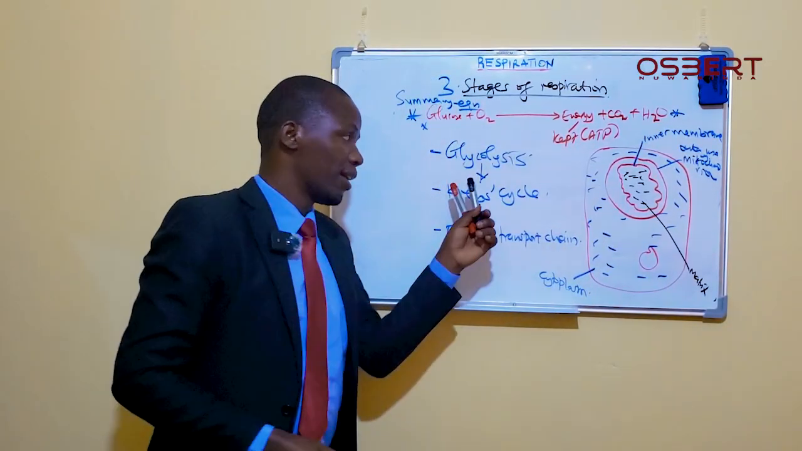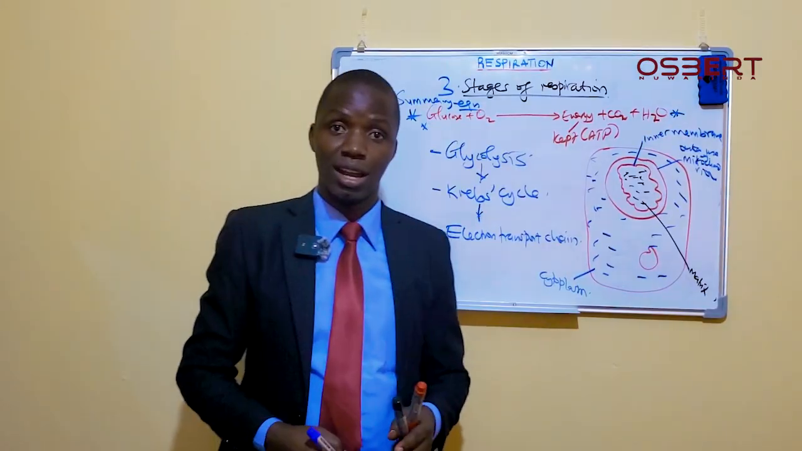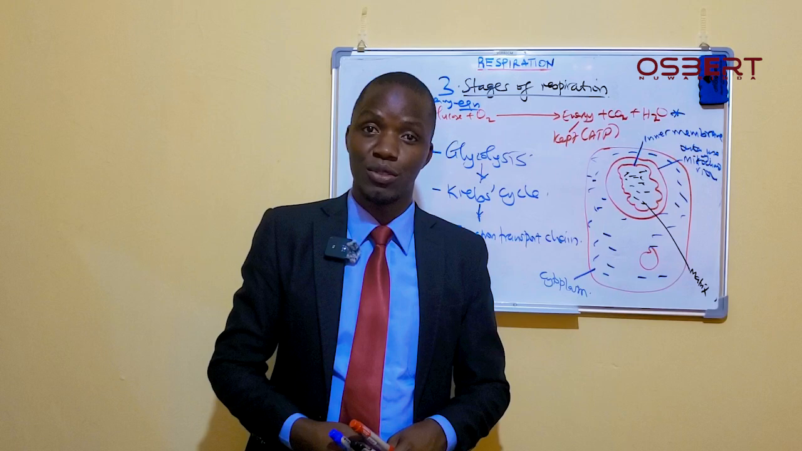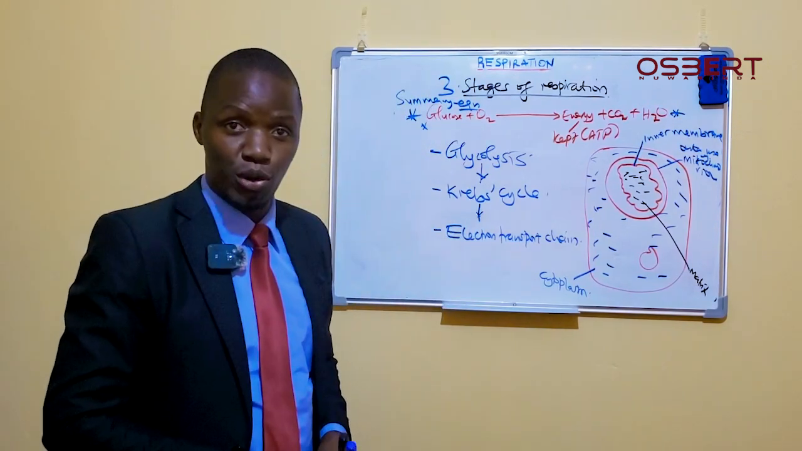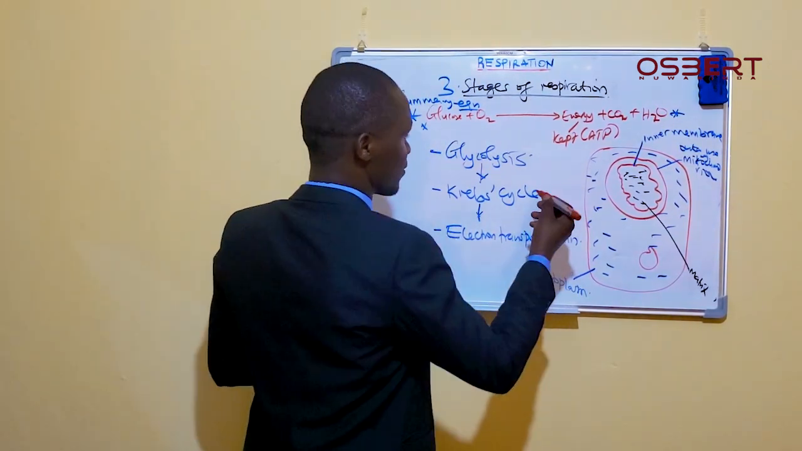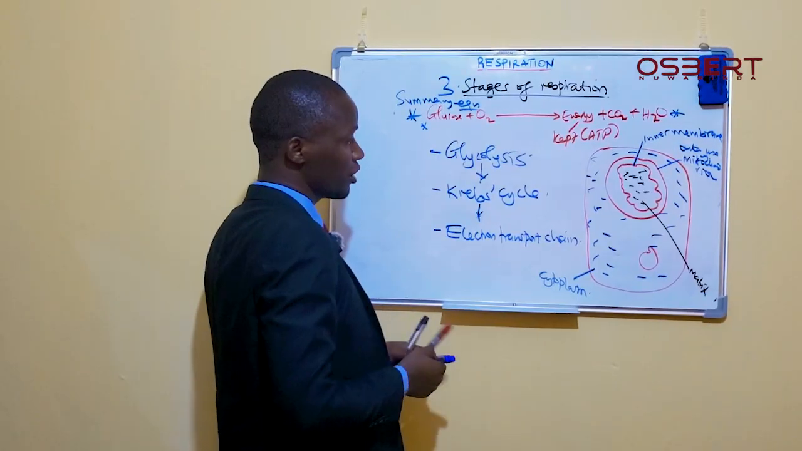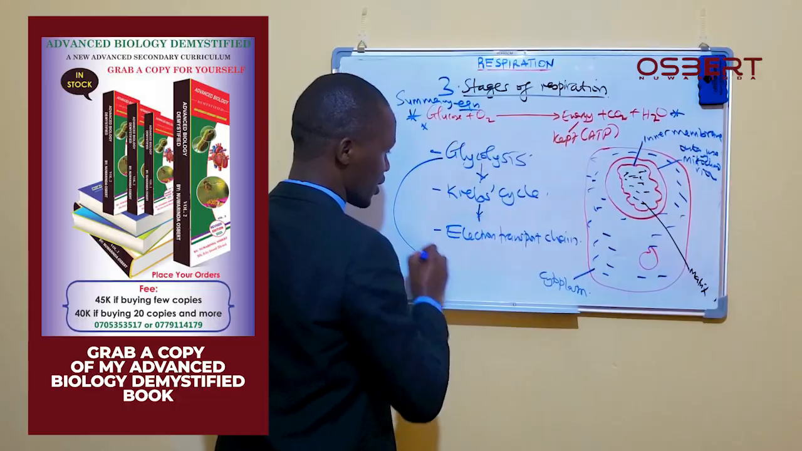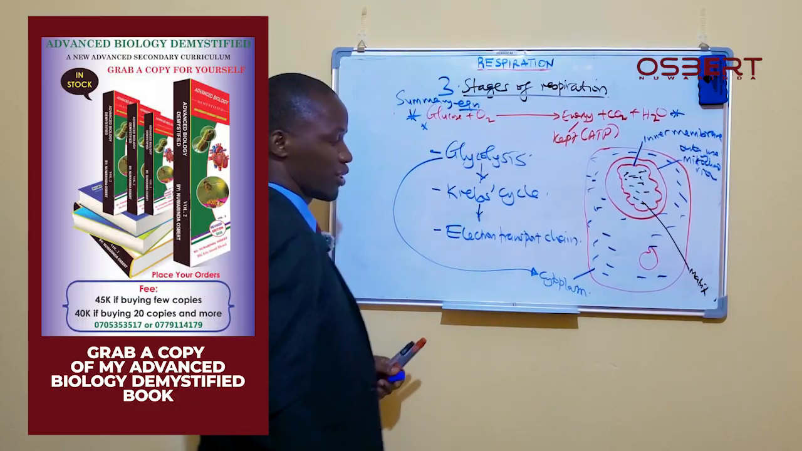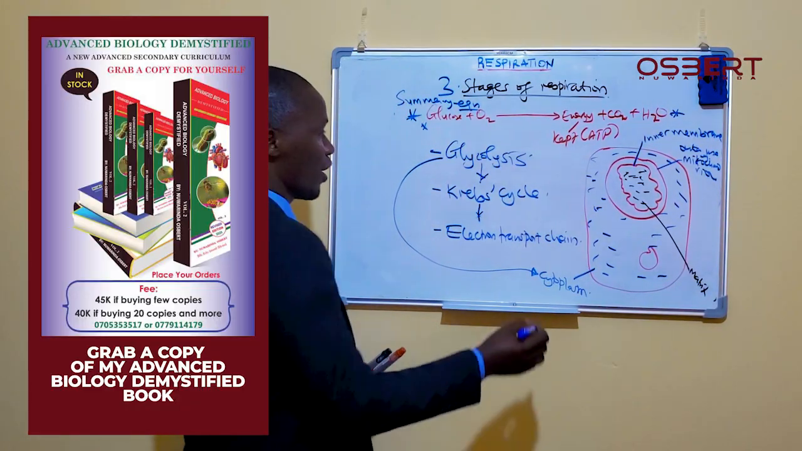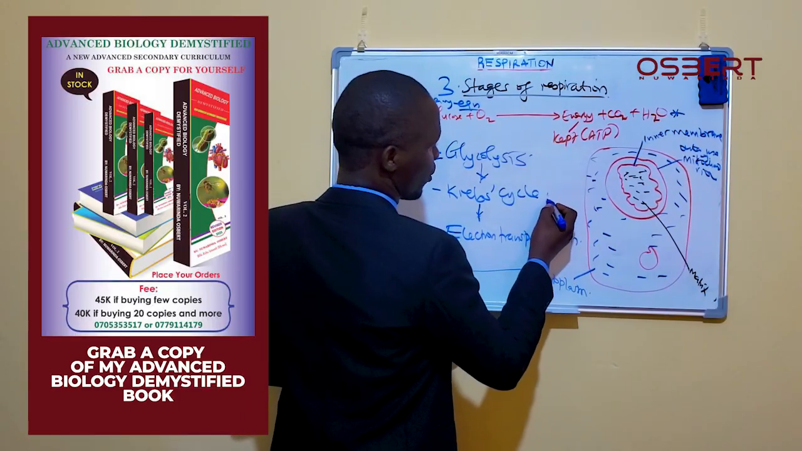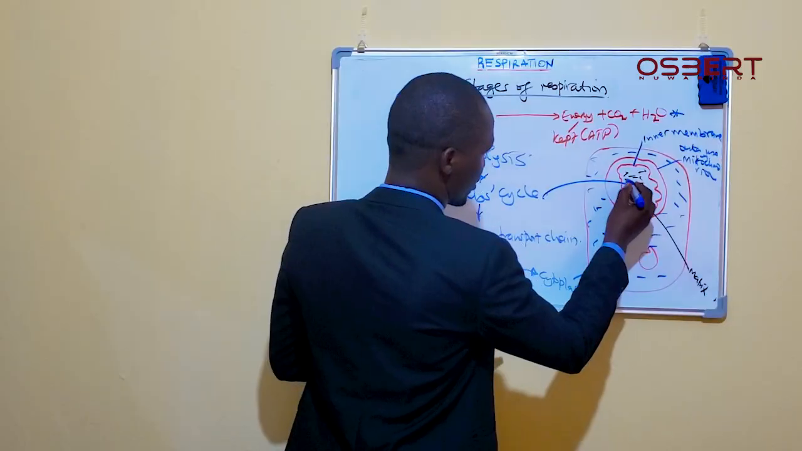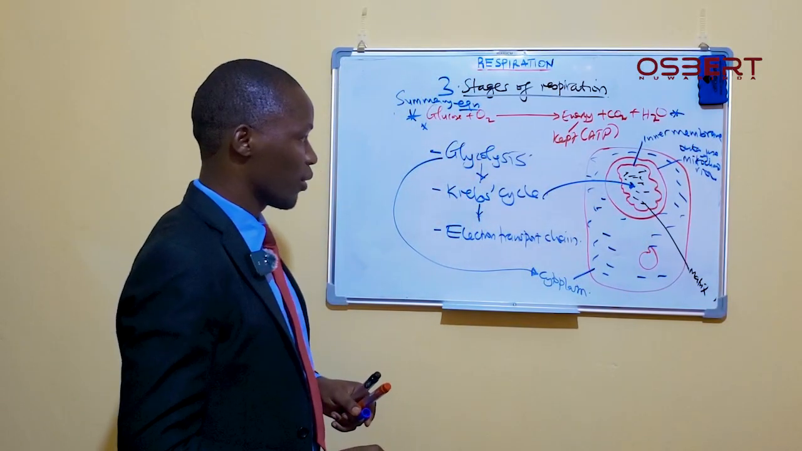These three stages, the way you see them here, occur in different parts of this cell. We are going to find out that glycolysis takes place within the cytoplasm. The Krebs cycle is going to take place within the matrix. It is going to occur within the matrix.